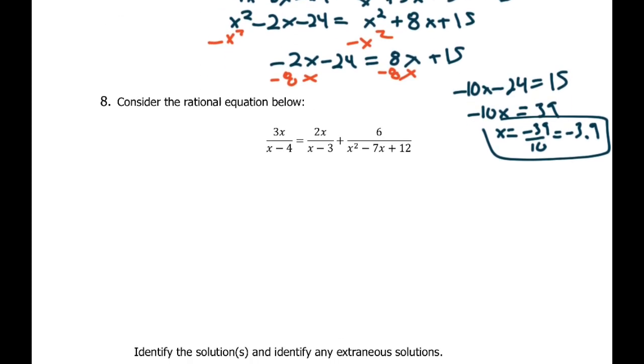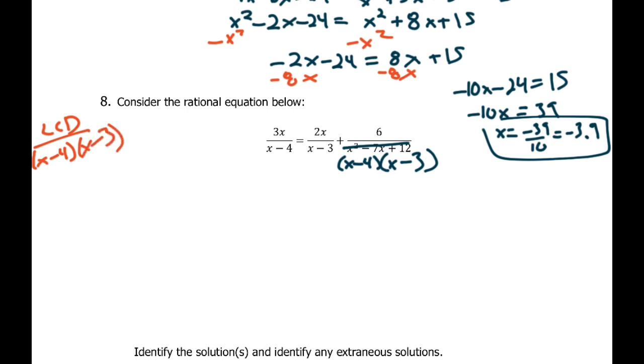Number 8, first thing I want to do is factor that denominator. So that's a factor sum, two numbers that multiply to 12 and add to negative 7. This would factor into an x minus 4 and an x minus 3. So then I need to identify my LCD to solve. And my LCD is anything that appears in the denominator. So the only things that appear in our denominator are an x minus 4 and an x minus 3.